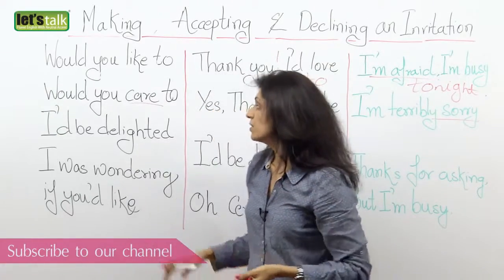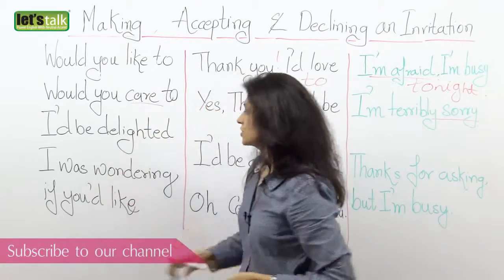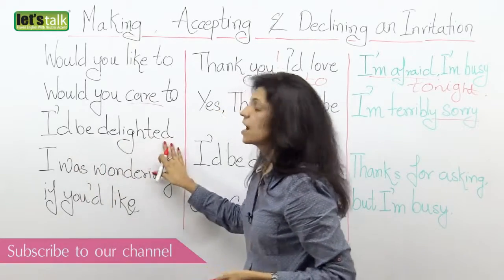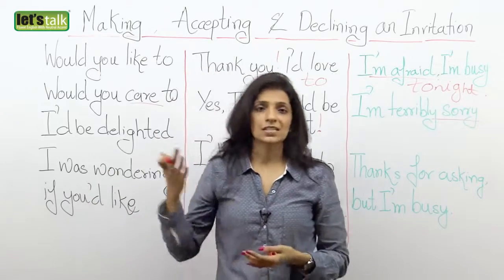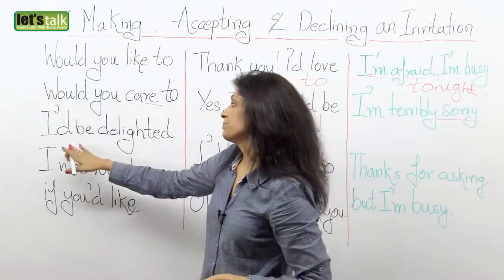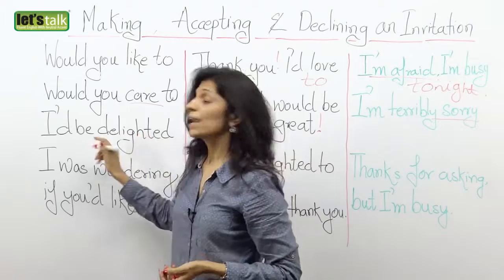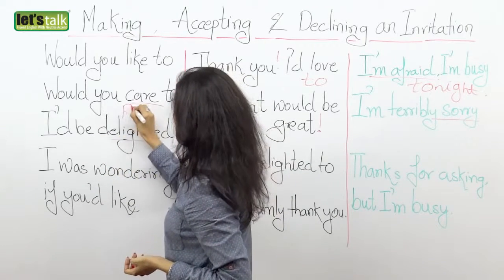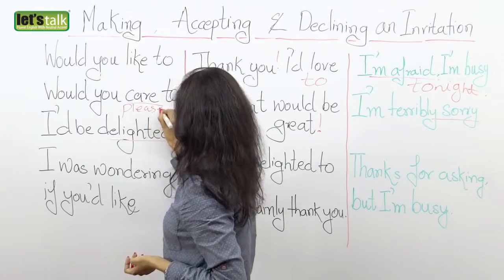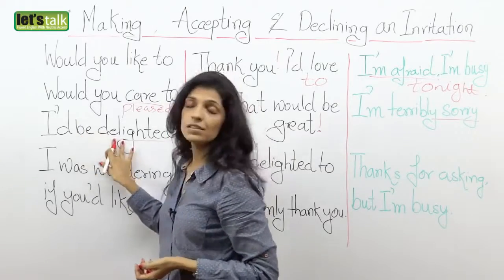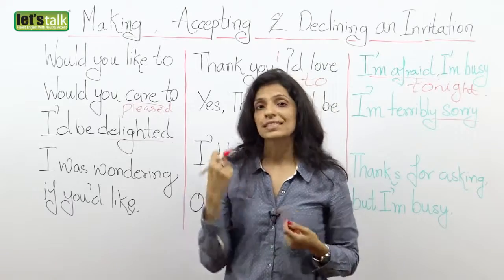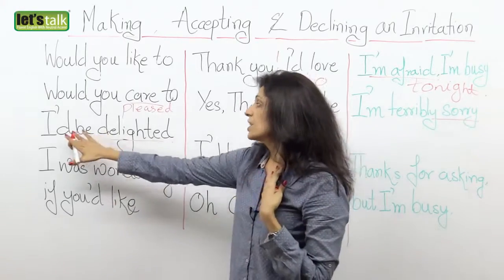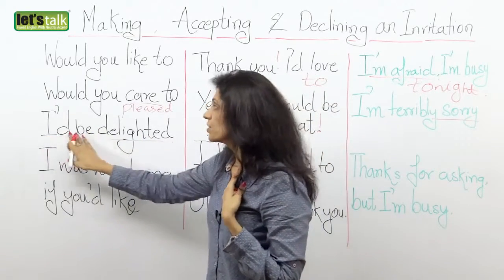Now another way of making an invitation, I'd be delighted. Now probably you're extending an invitation to your boss for your sister's wedding ceremony. So you can say, I'd be delighted, or I'd be pleased to have you over for my sister's wedding ceremony, and you extend an invitation card. Now when you say I'd be delighted, this means I would.